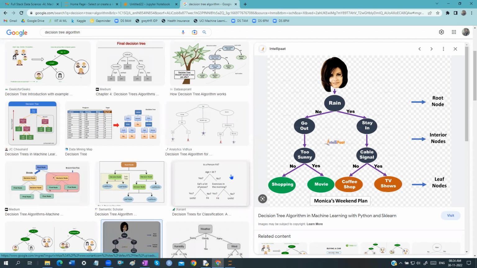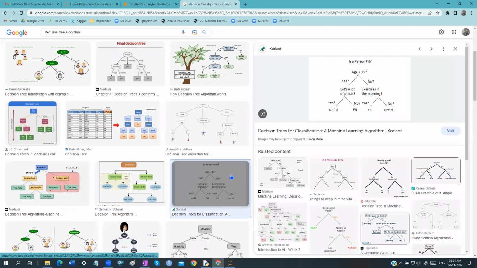Is a person fit or not? Is the age less than 30? Eats a lot of pizzas? Yes, so it is unfit. Eats a lot of pizzas? No. His age is more than 20. If age is more than 30, then what is the decision?